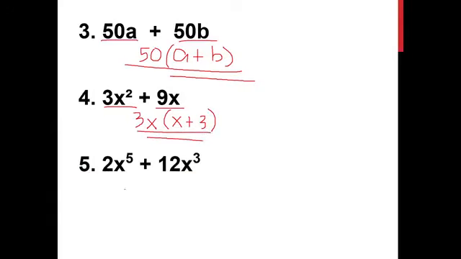For number 5, common is 2, correct? X cubed, the smallest exponent is cubed. That's totally right. Divide this by 2x cubed. Correct, you'll get x squared. Plus divide this by 2x cubed. Very good. You're gonna get 6 there. Okay.